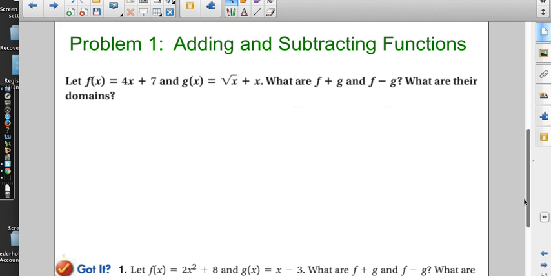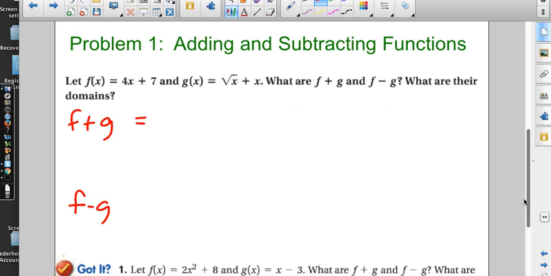So this has got us adding and subtracting our functions, and it says let f of x be 4x plus 7 and g of x be the square root of x plus x. What are f plus g and f minus g, and what are their domains? Well, they want us to find f plus g and f minus g. And you'll notice they didn't put the x on these, and that's just notation. You know, even though the x isn't there, we can see there are x's inside these functions. So the notation is not a big deal.